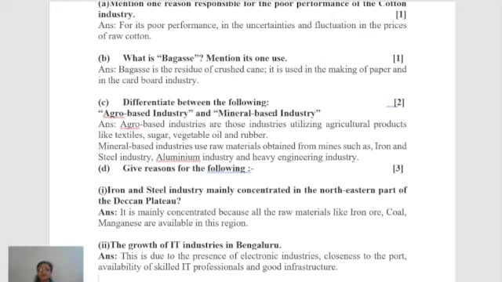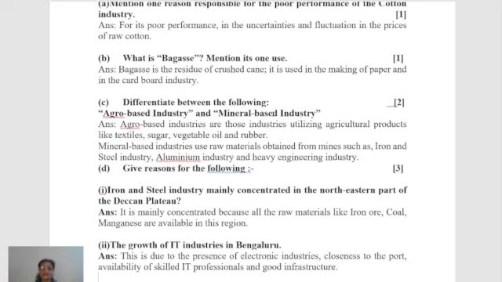Number two, what is bagasse? Bagasse, if you remember, in the sugar industry, we get this as one of the byproducts. So molasses, bagasse, and press mud, these are three byproducts. So here we are talking of bagasse. Bagasse is the residue of crushed cane. When we take out the juice, the residue which is left after that is called bagasse.